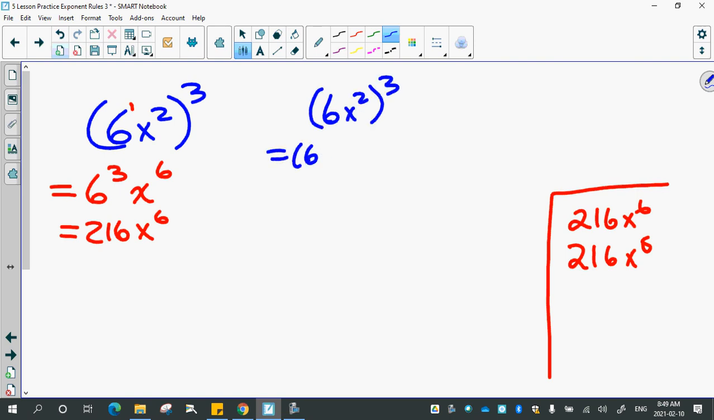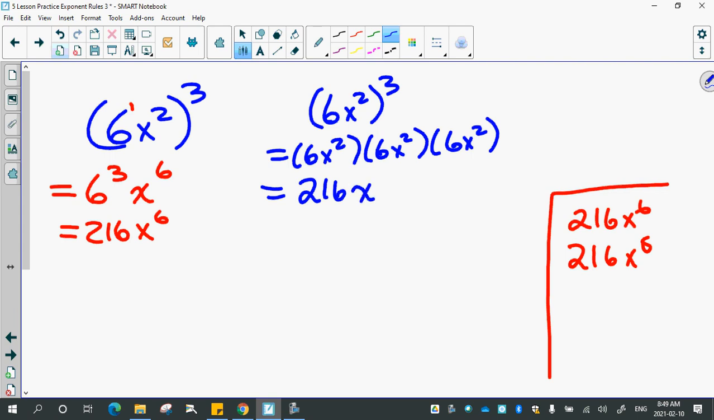And then our other way of thinking about it is to multiply this by itself 3 times. And there we would multiply 6 times 6 times 6. x squared times x squared times x squared means keep the base and add the exponents: 2, 4, 6. Okay, so we've demonstrated that that was the answer in 2 ways.